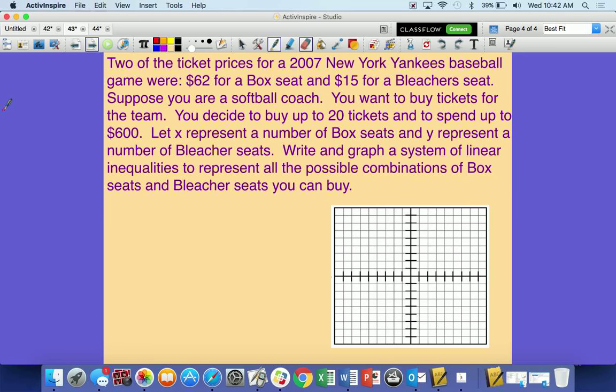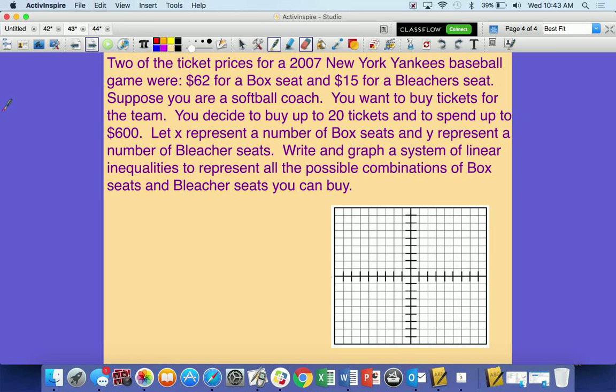Alright, word problem. Two of the ticket prices for a 2007 New York Yankees baseball game were $62 for a box seat and $15 for a bleacher seat. Suppose you're a softball coach. You want to buy tickets for the team. You decide to buy up to 20 tickets and spend up to $600. Let X represent a number of box seats and Y represent a number of bleacher seats. Write and graph a system of linear inequalities to represent all the possible combinations of box seats and bleacher seats you can buy. Alright, well, that's a lot of information.